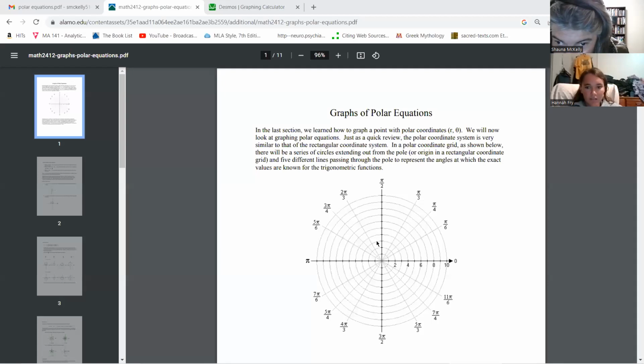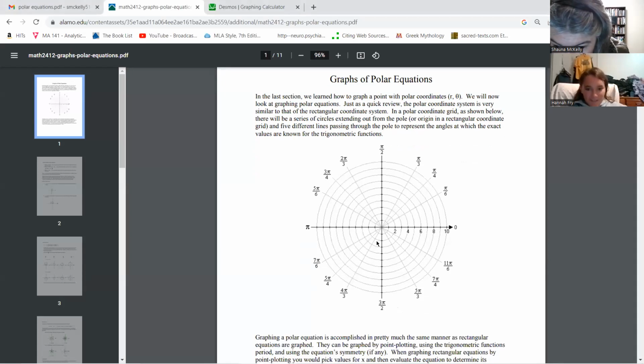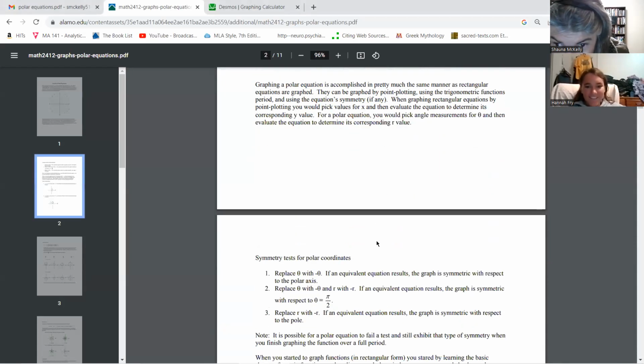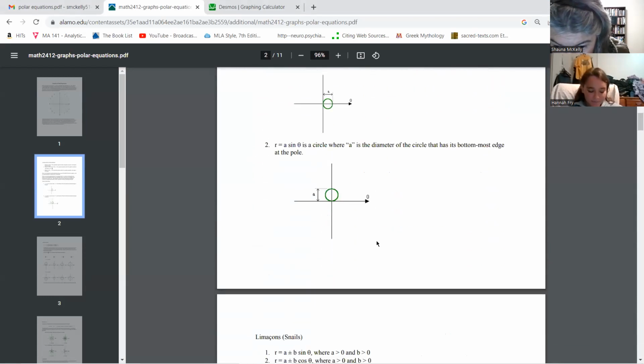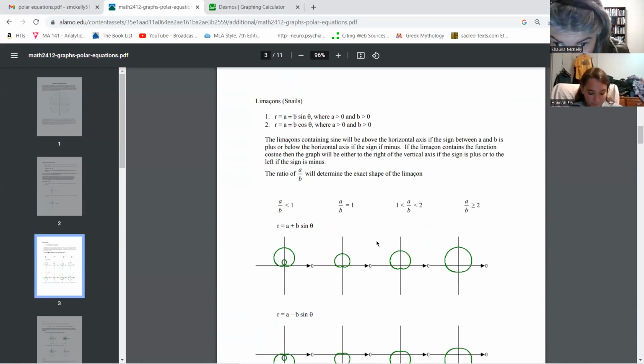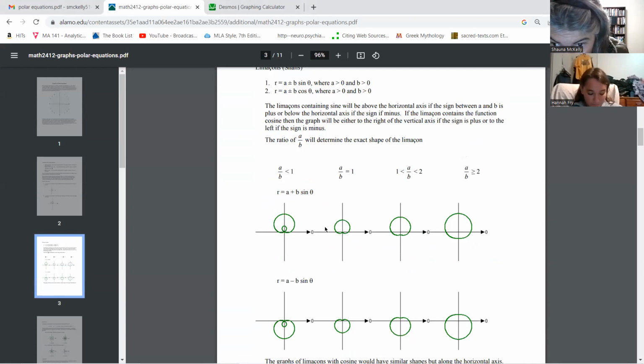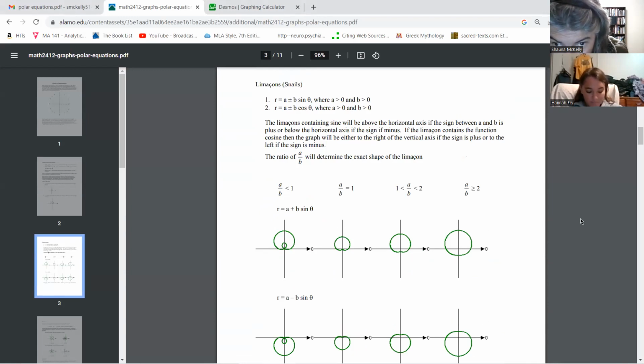Okay, now we're down to the snails. Remember, this is the fancy word for snail in French that they translated. Limacon, right here, this is the next page. If you look at the Limacon, they have two rules.